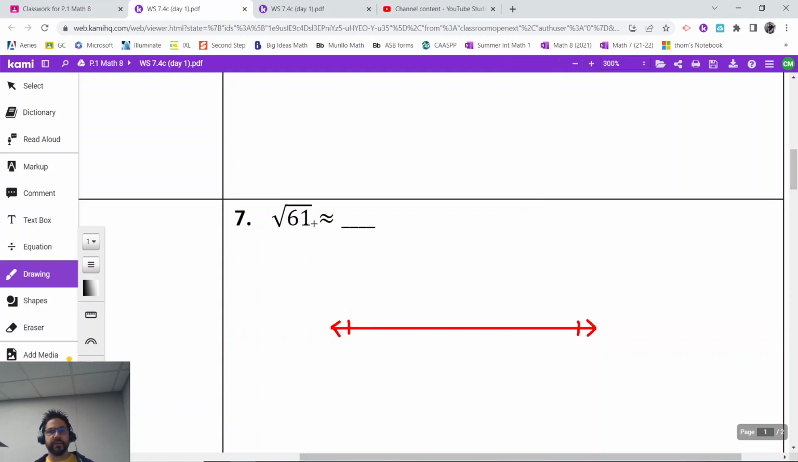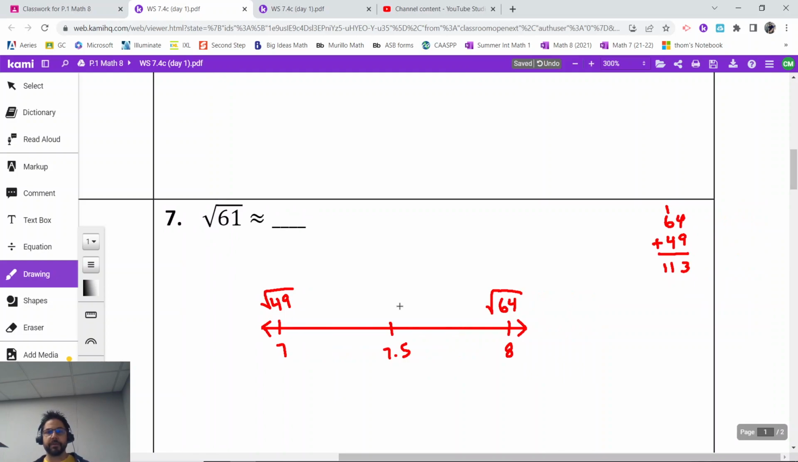All right, we know that the square root of 61 is really close to the square root of 64, which is going to be our 8. And so that means this is 7, which is the square root of 49. The middle is 7.5. Again, add the two together, so it's almost 50. So 50 plus 63, or really you can just do your old school 64 plus 49. That gives me 113. Now remember, the middle is going to be the 113 divided by 2.